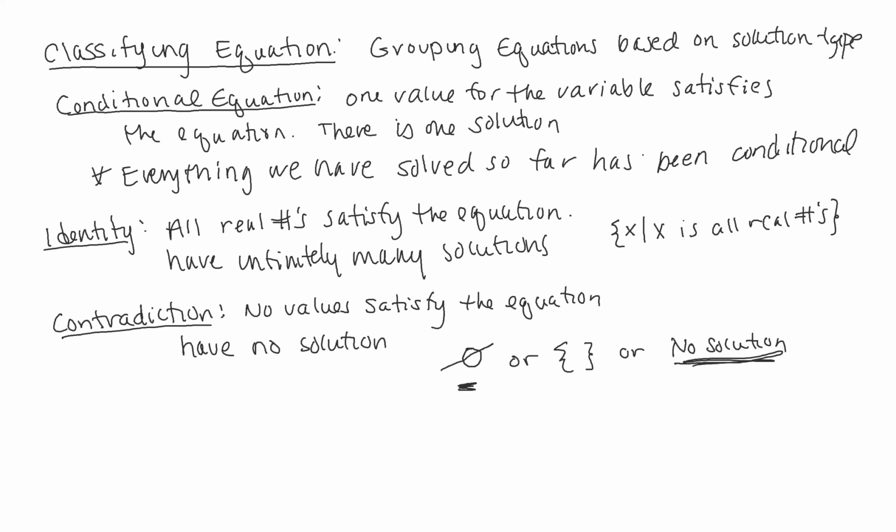So again, a conditional equation has one solution. An identity has infinitely many solutions, like every real number out there works, and then a contradiction has no solution. So let's look at a couple of examples. So first up, let's say we have 3x plus 7 equals 3 times parentheses x plus 1.